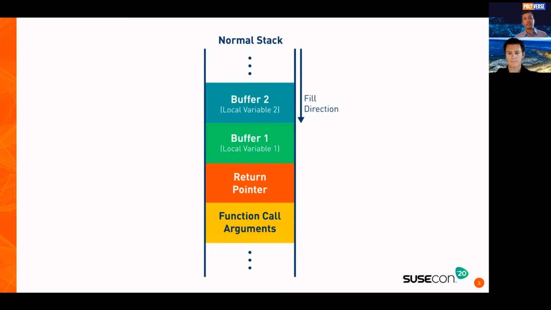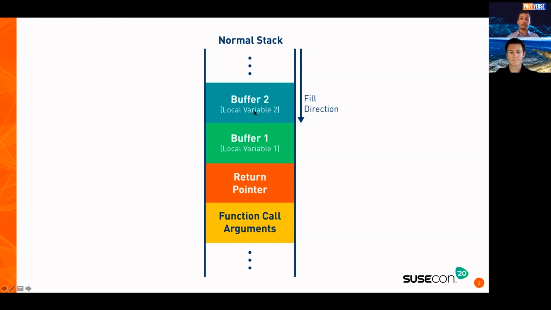So let me just jump in and talk a little bit about what stack smashing is. In a normal stack, what actually happens is when a function gets called, the function arguments are loaded onto the stack and they fill downwards. So you've got the function call arguments, then you've got the return pointer, which tells it where to go back once the function is done running. And then with it, there are going to be all the buffers that function loads up. So you'll see here buffer 1 and buffer 2.